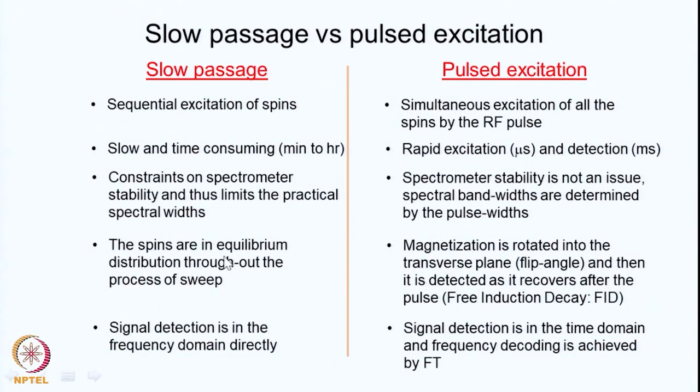It follows the magnetic field, and that is the reason why we had to do it slowly. In this case, magnetization is rotated into the transverse plane, flip angle. Notice that magnetization, which is otherwise on the z axis, when you apply the RF pulse, gets tilted into the xy plane. Therefore, we said we can apply a 90 degree pulse or a 180 pulse or a 270 pulse. We described all of these things.